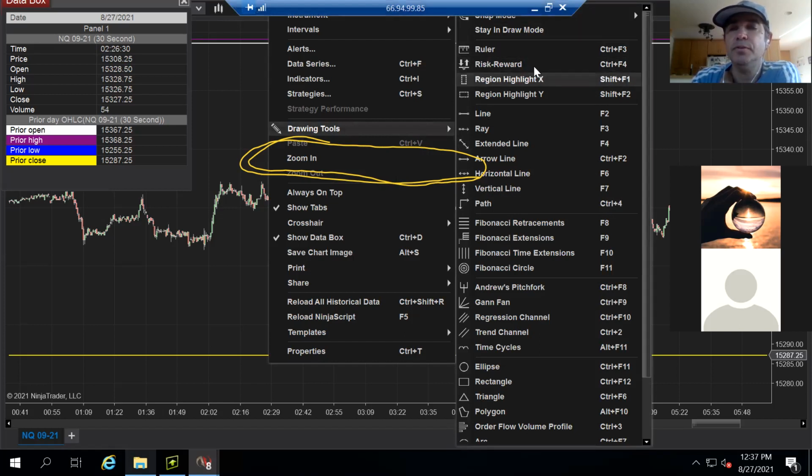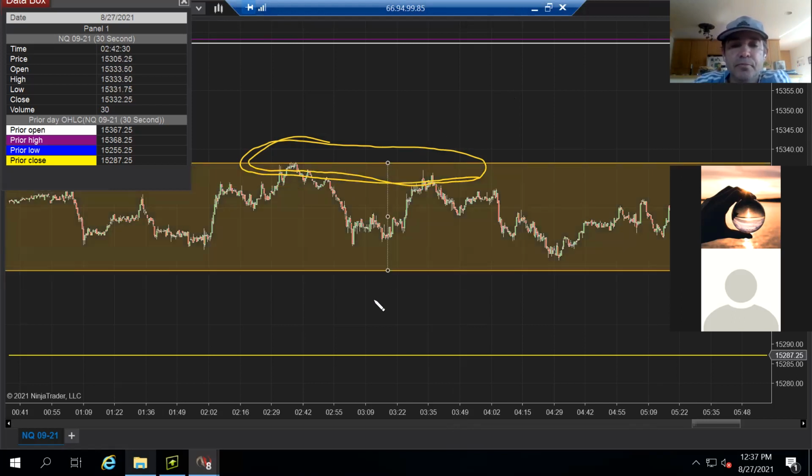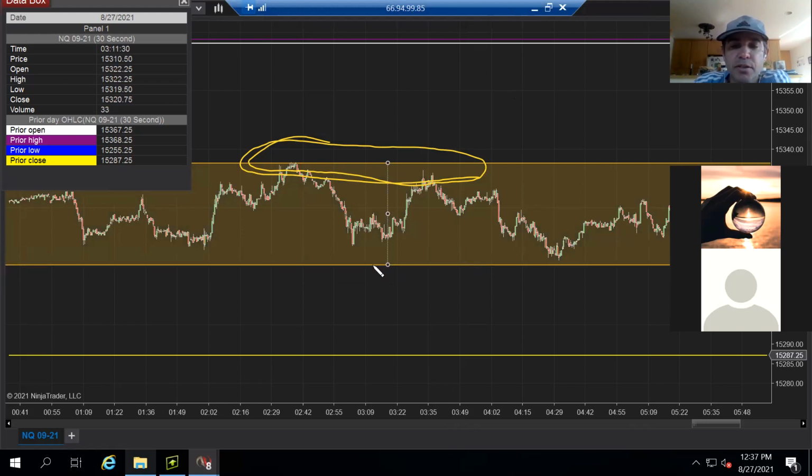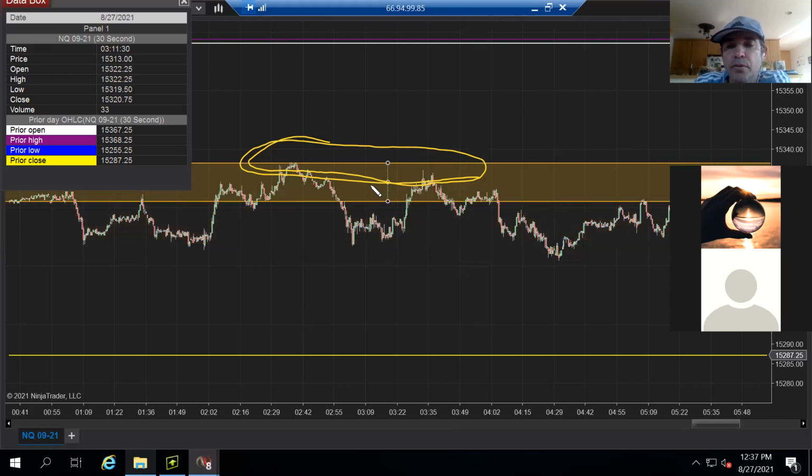You can stay in draw mode too, that way we can draw it twice. Do you want X or Y? We want Y. X will give you a vertical, Y will give you a horizontal. So if you will just highlight those tops for me, and then drag it down a little, not too far. Just kind of catch the tops. From the top that you put, only come down about 5 or 10 points from there. There you go. That's good.